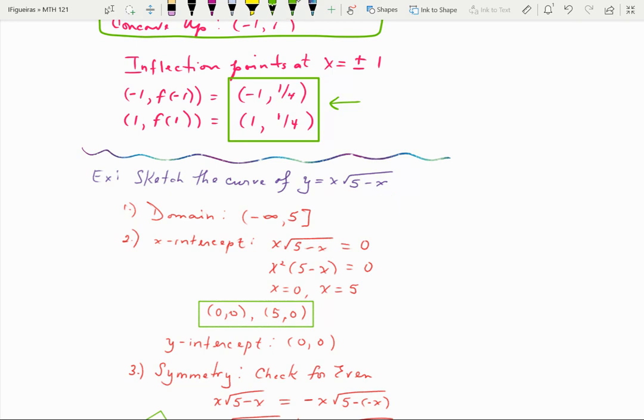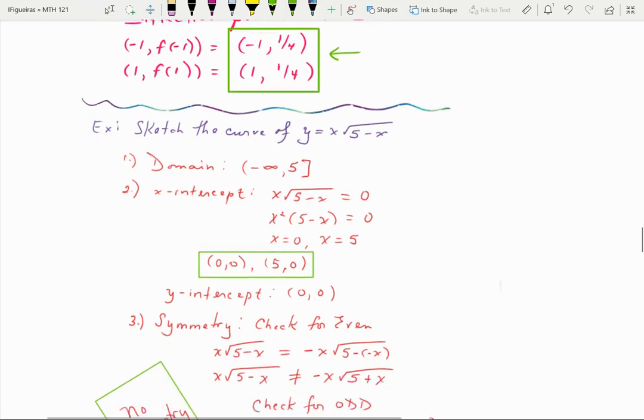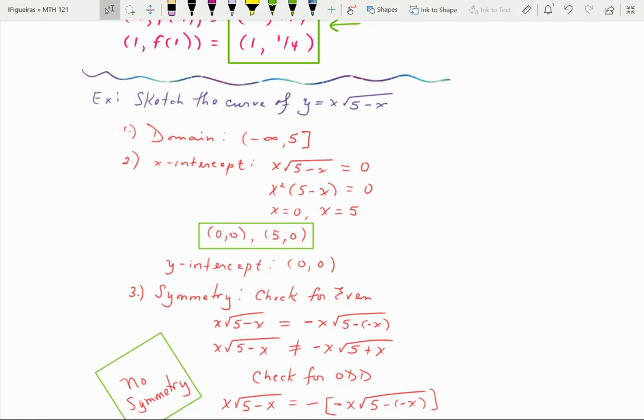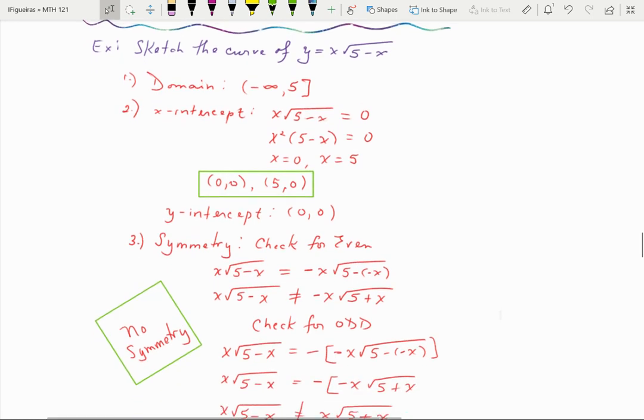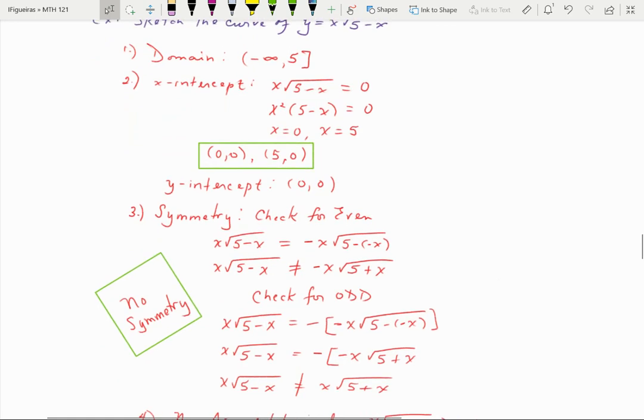X-intercept. Remember, that's when you set the equation equal to 0. Here, to solve it, I squared both sides. So you get x squared times 5 minus x equals 0. You get two solutions, 0 and 5. So (0, 0) and (5, 0) are my x-intercepts, and (0, 0) is also a y-intercept. So because of this restriction on domain, very unlikely there's going to be any kind of symmetry, but we'll show the work anyway. It's good practice.